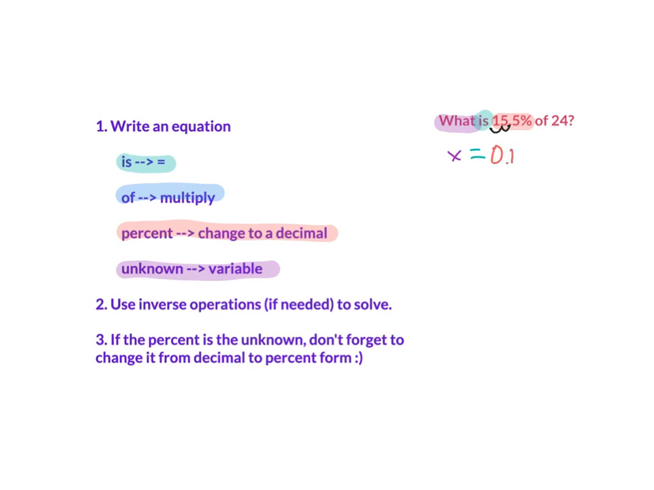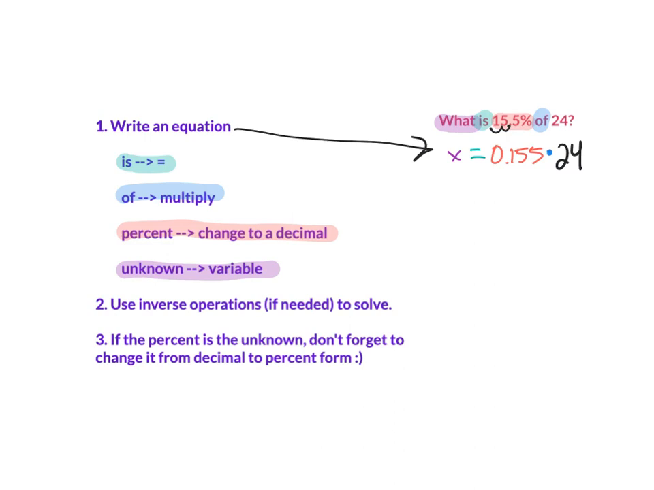So 0.155. I see the word "of," and we know that "of" means to multiply. And then when I see 24, I'm just going to write the number 24. So that is step one. I have now written an equation.